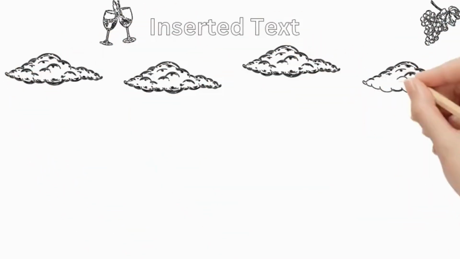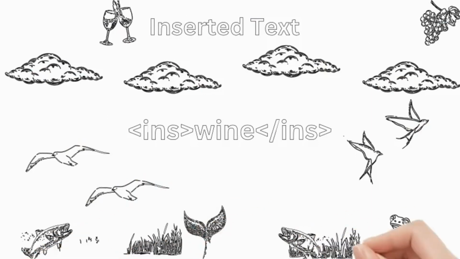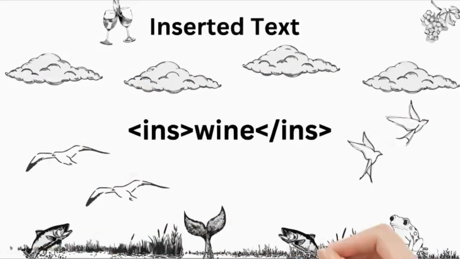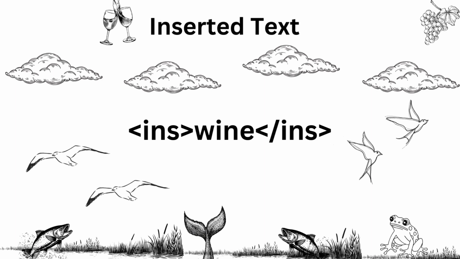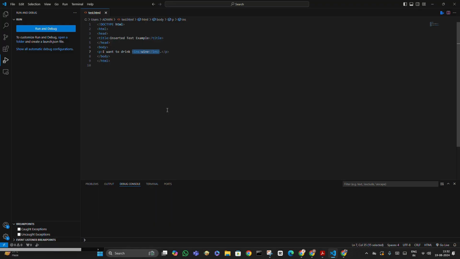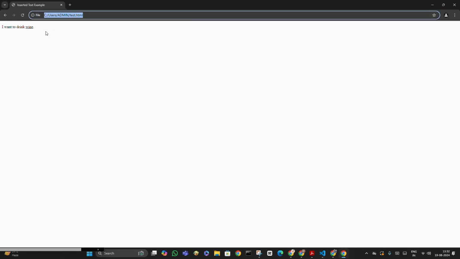Next, let's look at inserted text. Inserted text is useful for showing changes or additions to a document. The ins element allows you to mark text as inserted, and it usually appears with an underline. Here's how you can use it. This will produce the following result. I want to drink wine, and wine underlined, indicating a change in the text.